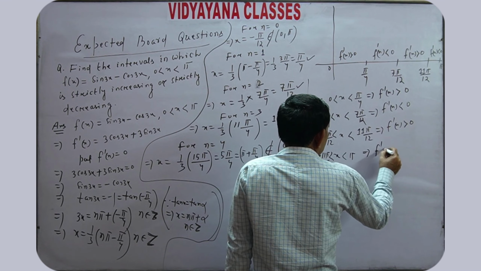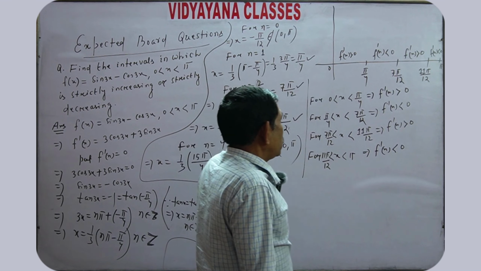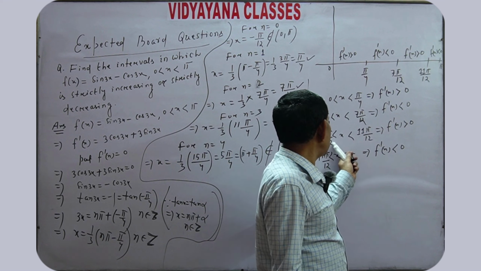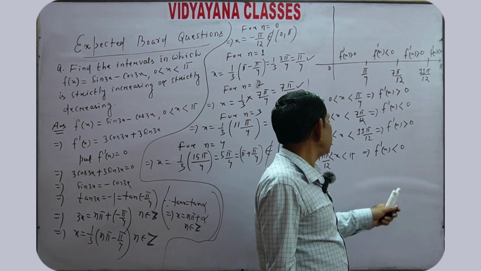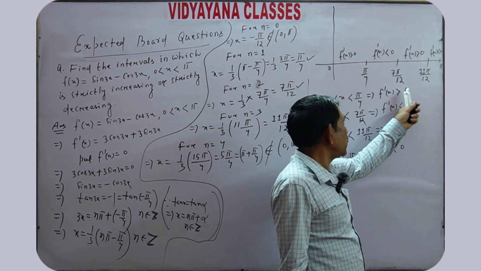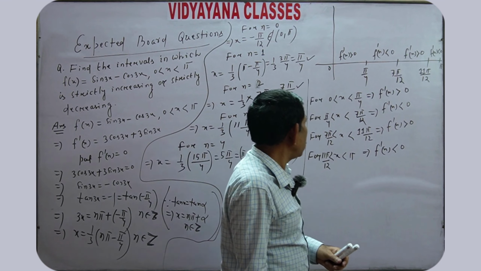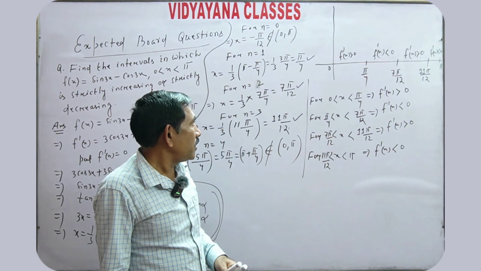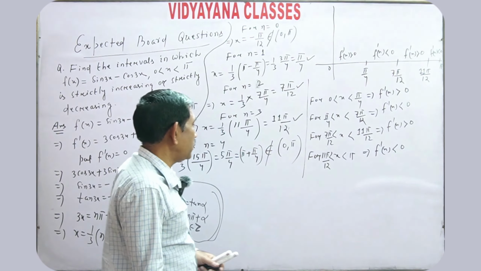Implies f'(x) < 0. So the function is increasing in this interval and in this interval, and decreasing in this interval and in this interval. Since the derivative is greater than 0, the interval in which the derivative is greater than 0 is called an increasing interval. The interval in which the derivative is less than 0 is called a decreasing interval.